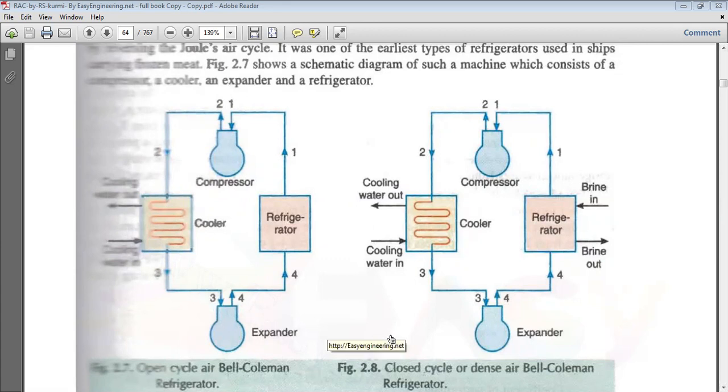What is a closed system? Here the products are not directly cooled in the refrigerator. The cool air coming from the expander cools a brine solution, and the brine solution is circulated to the products. Therefore, that air will not contact the products. That is called a closed system. Whenever the refrigerated products are in direct contact with the air, it is called an open system. If they are not in contact with air, then we call it a closed system.